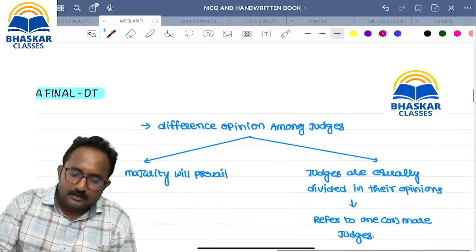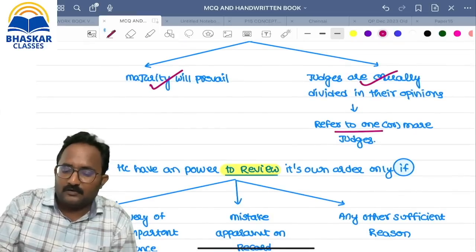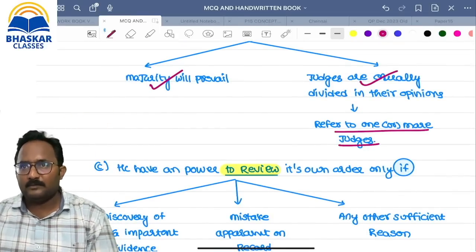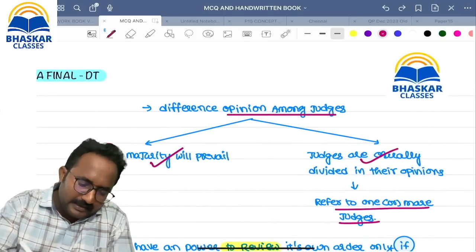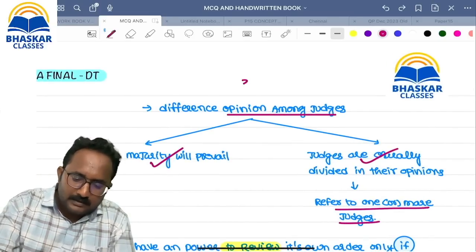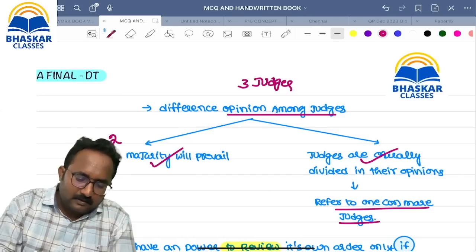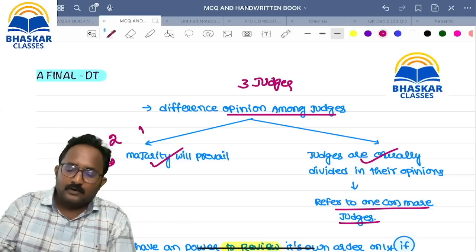Remember, next point. If there is a difference of opinion among the judges, the majority will prevail. If equally divided, then we have to refer to one more judge. If that judge says yes, yes will prevail. If that judge says no, no will prevail. Suppose three judges are there, ma, totally. At least two judges need to hear. But now three judges are there. Two judges say one thing, another judge says another thing. Can you tell me the majority will prevail? That is two. Suppose four judges are working, ma.